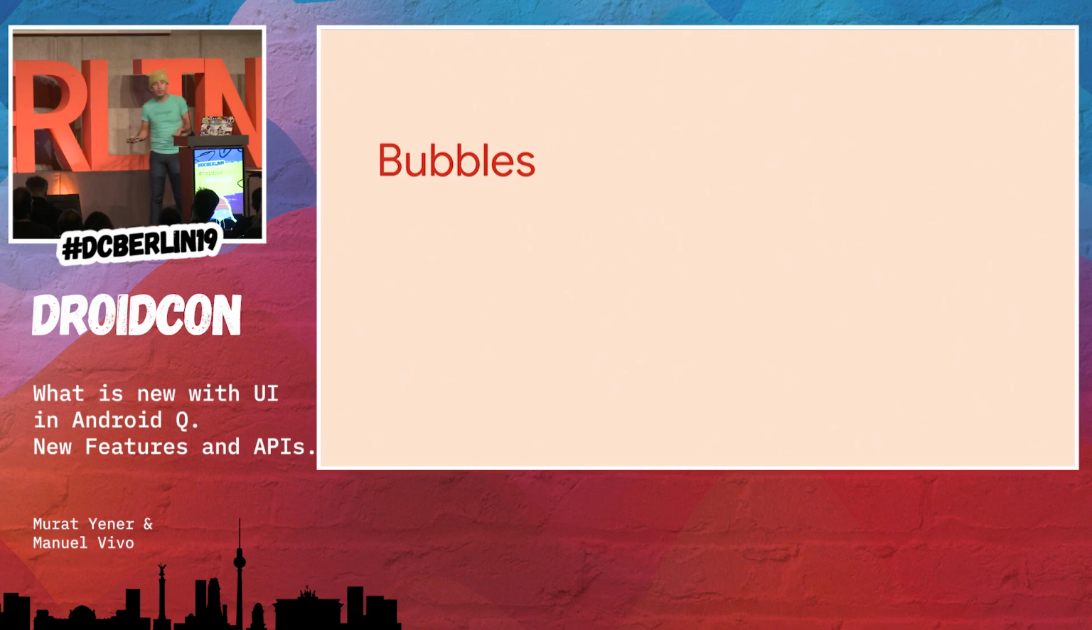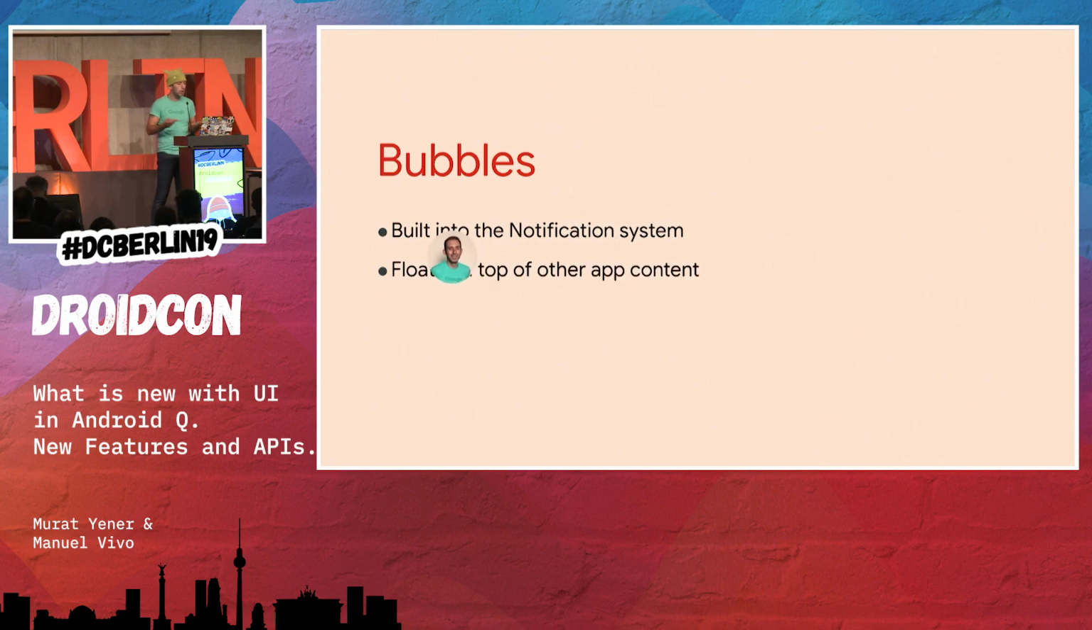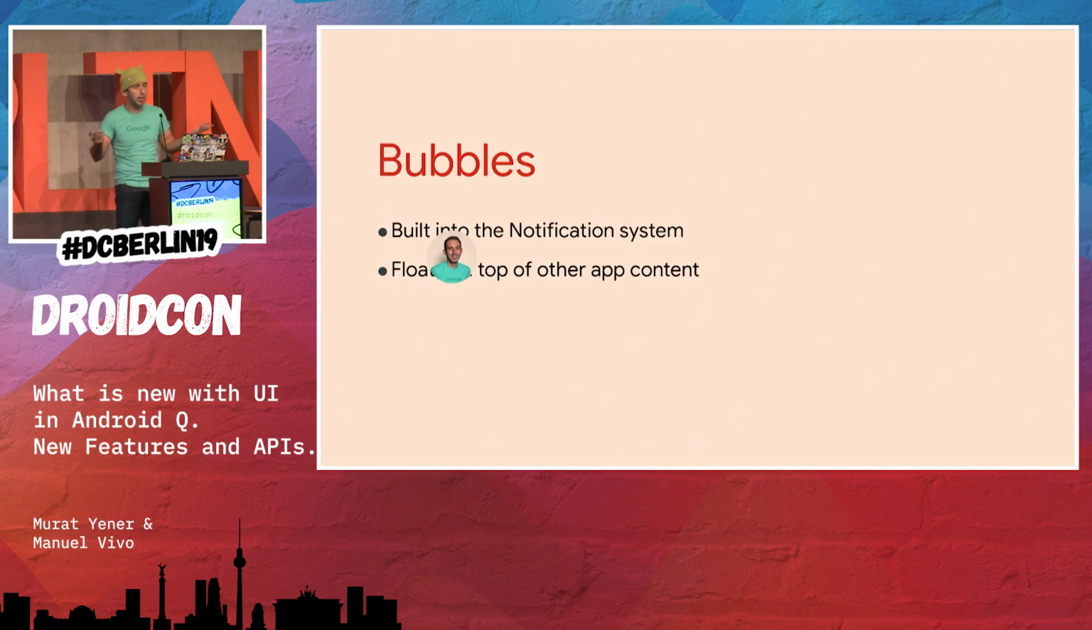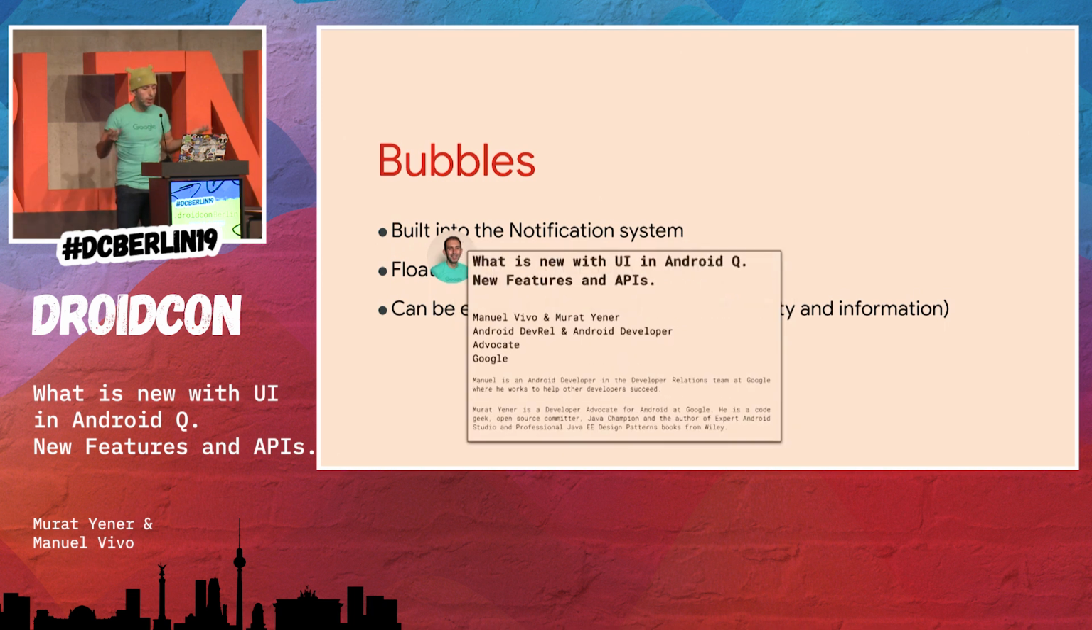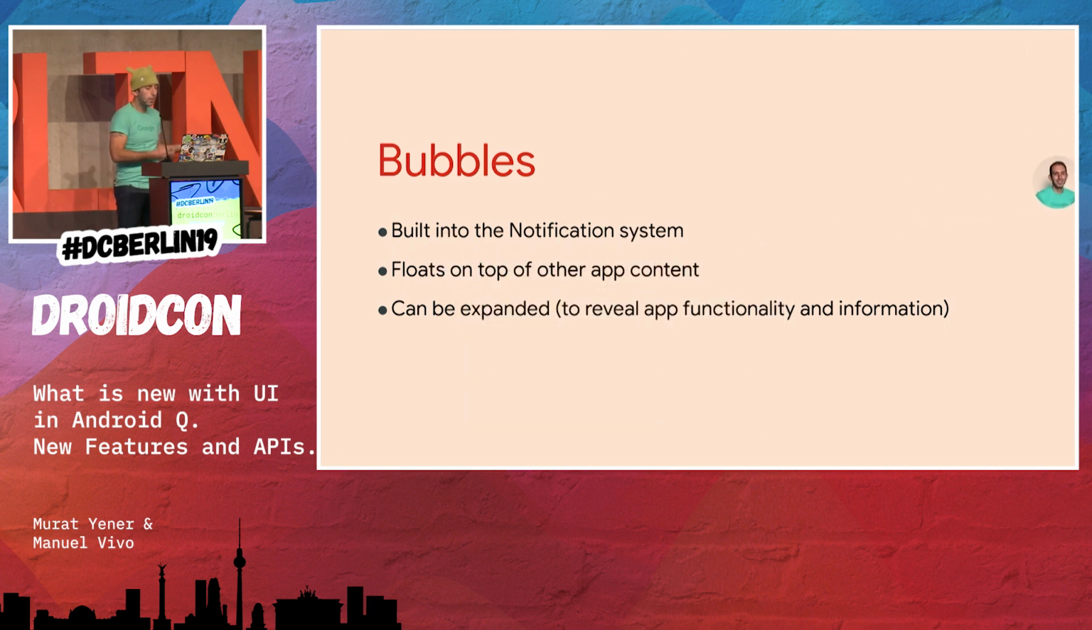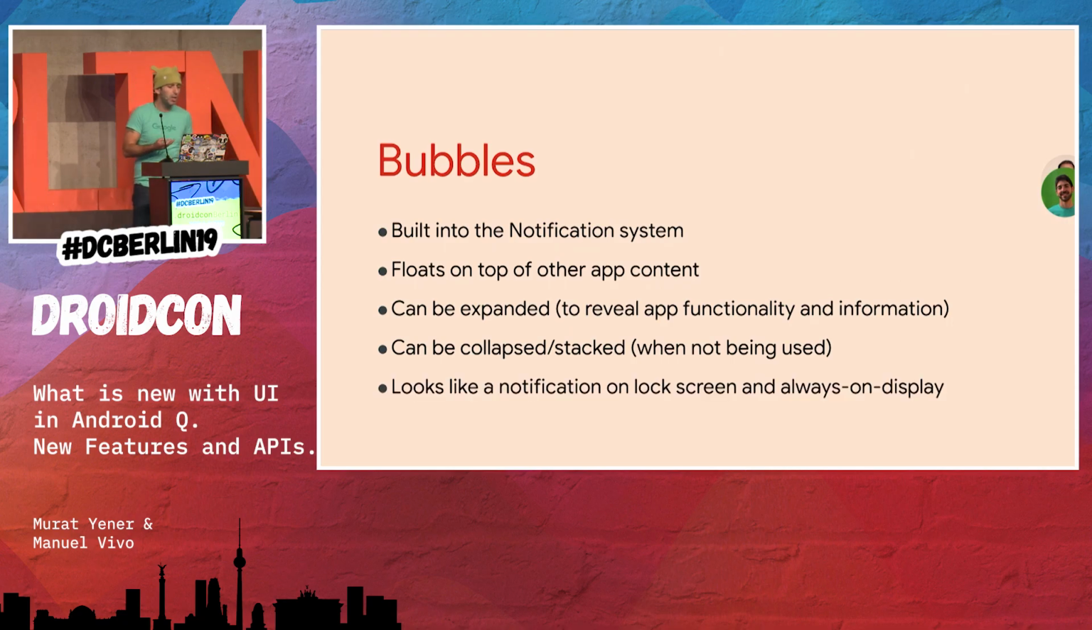Bubbles are actually notifications. So the best place to build the bubble API is to use the notification API. The new bubble API is built on the notification API. They can float on top of other apps as you're used to, and they can be expanded to reveal functionality. They can collapse again, stack together, and if the device is locked, on the lock screen they just appear as a regular notification.